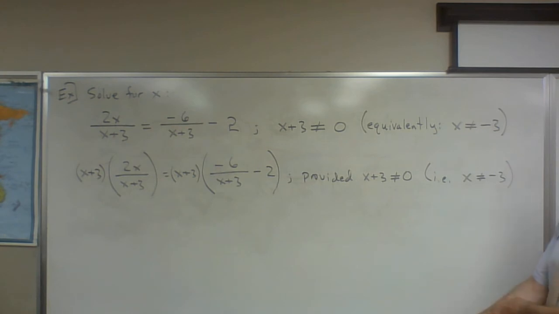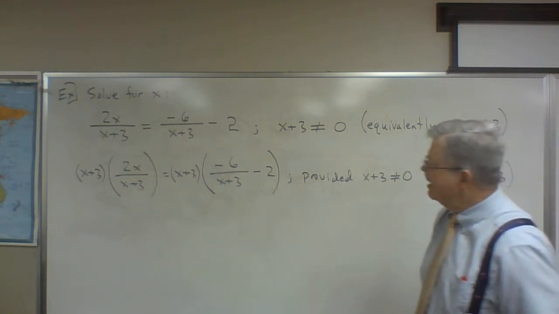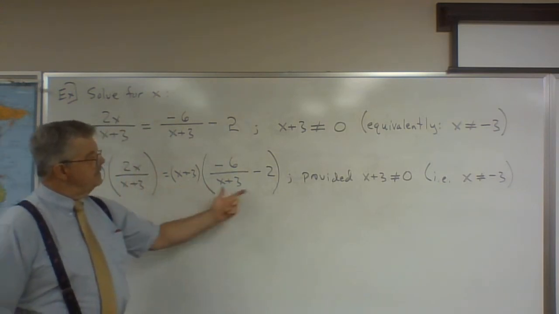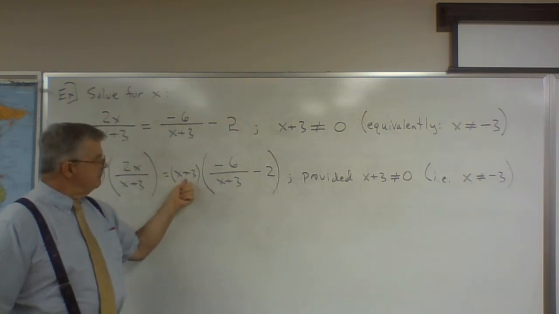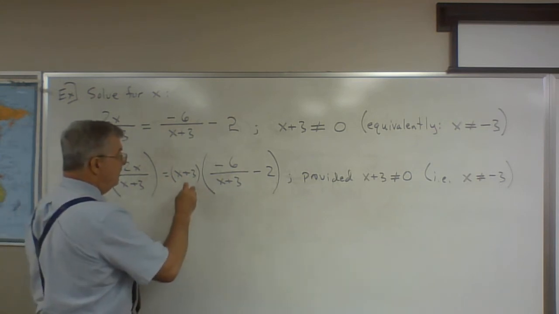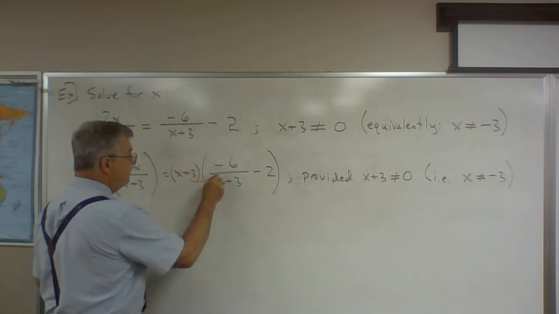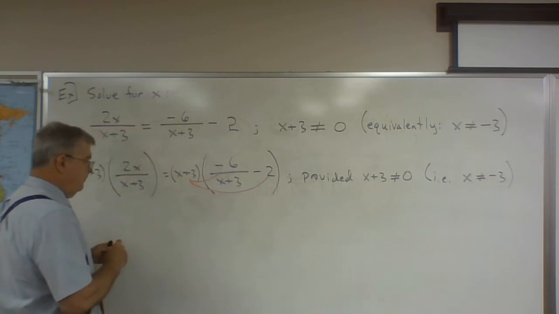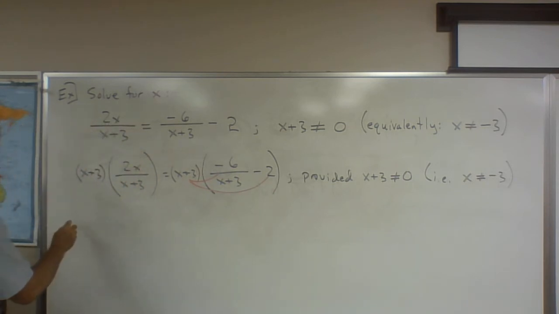To do what we just did, we concede that x can't be equal to -3. And that's something that we already knew. On the right side, we have x minus 3 times the difference. The distributive law says that we can distribute this to the first term, and we can distribute it to the second term. So let's do that.